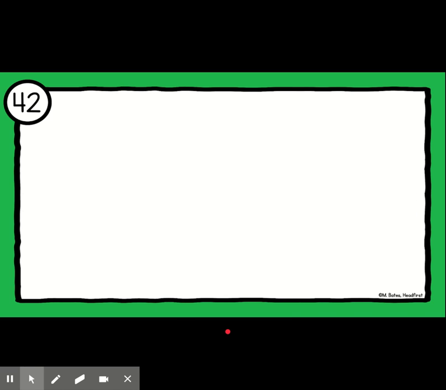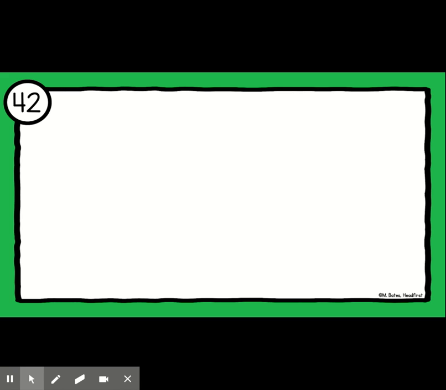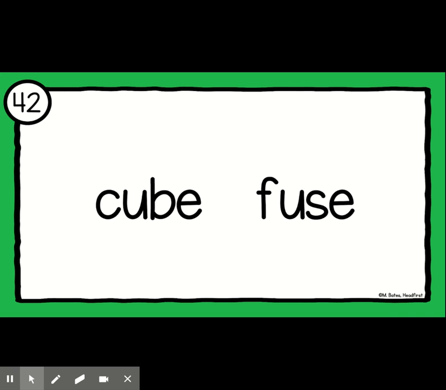Let's echo some more words. Listen carefully for the sound in the middle. Cube, fuse. What do you hear? Cube, fuse. Do you hear a U sound? I do too. It's a long U. Cube, fuse have the long U sound.